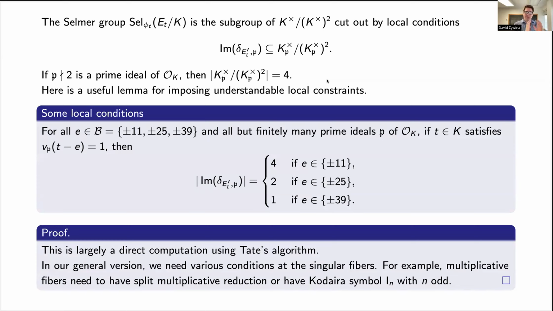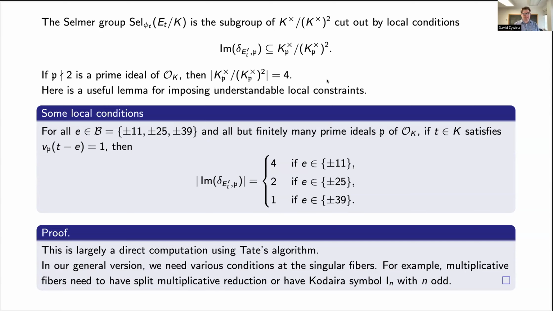Again, the Selmer group is inside the non-zero square classes, and it's cut out by these local images. For most prime ideals, the square classes, the p-adic ones, will be a group of order 4. And here's one way, just to give you a hint of how you can produce useful constraints to make your Selmer group smaller.